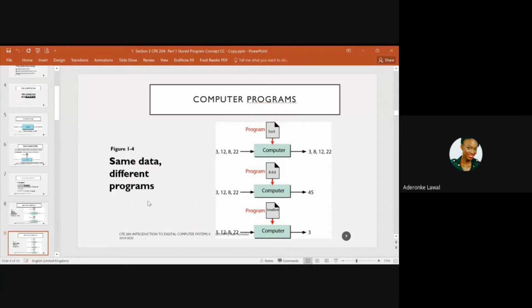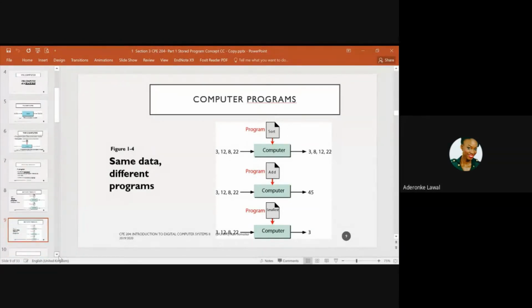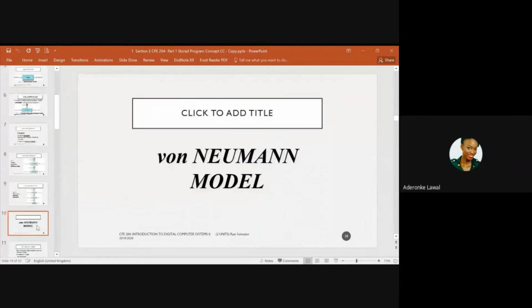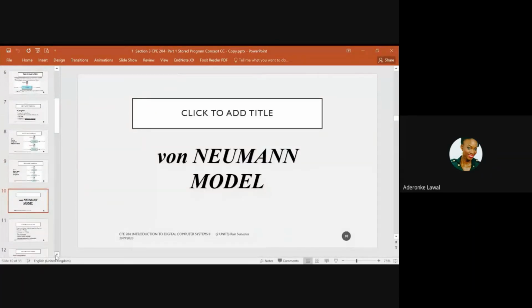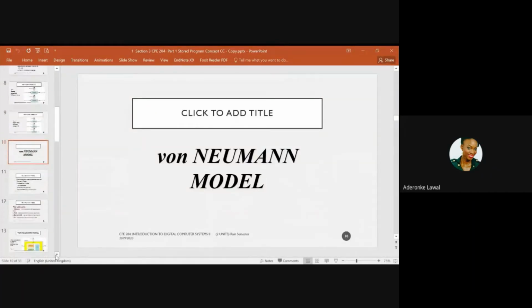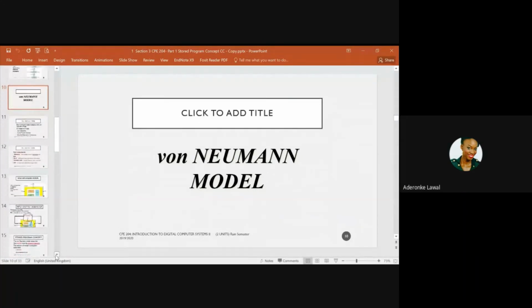But by the time you study computers and their components, you'll be able to do some innovation, test some things out, and produce something new. So now let's go to the von Neumann model. I spoke about von Neumann in the last class if you were there.